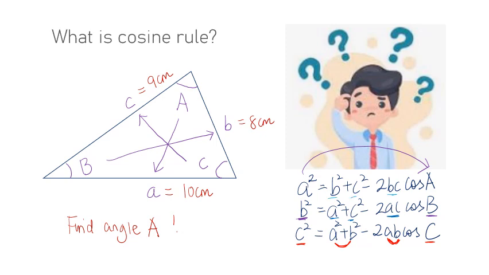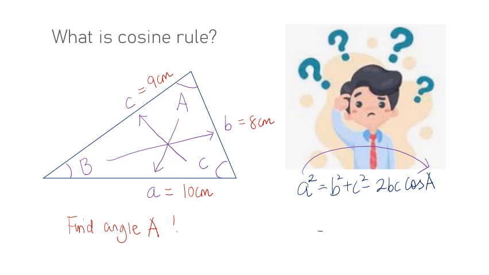All right, so I'm going to use this to find angle A. To find angle A, I would have to use the first one. So I'm going to erase the second and the third one. All right, so I'm going to fill in the values for a, which is given to be 10. So this is 10 squared. b is 8 squared. c is 9. So minus 2 times 8 times 9 times cosine angle A.